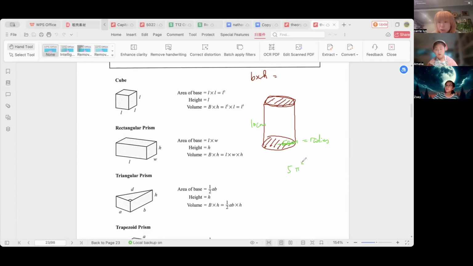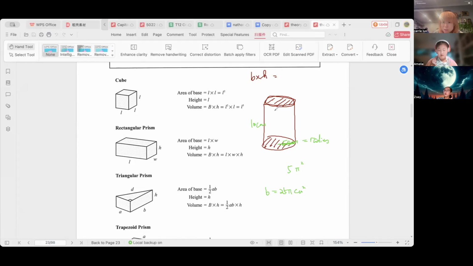Did your teacher teach you before what you already forgot? How to calculate the area of a circle: area is pi times radius squared. Yeah, so what is the radius for this question? 5 centimeters. So why is the answer 5 pi squared? It should be 5 squared times pi, right? 5 squared equals what? 25. So the base area equals 25 pi centimeters squared, right?